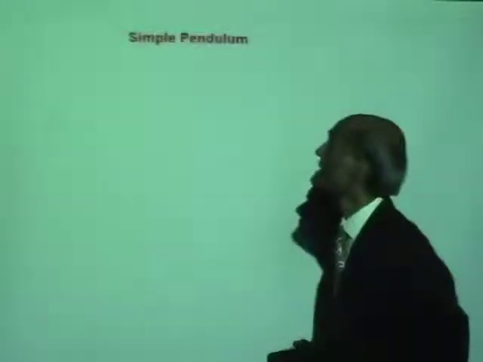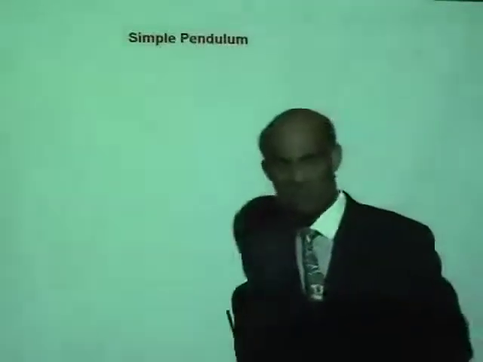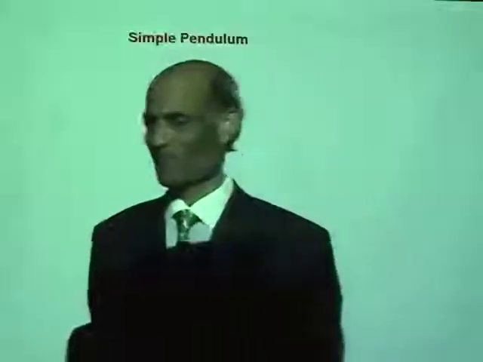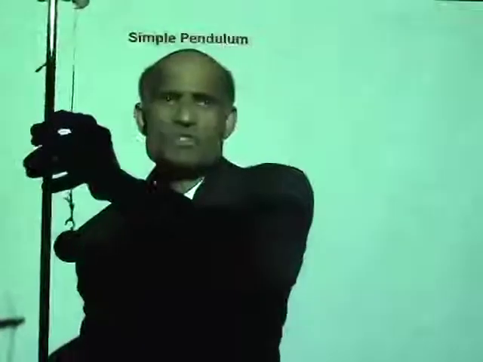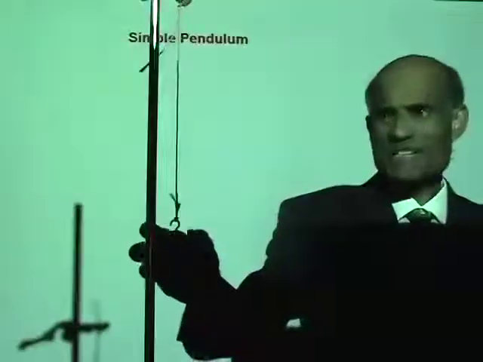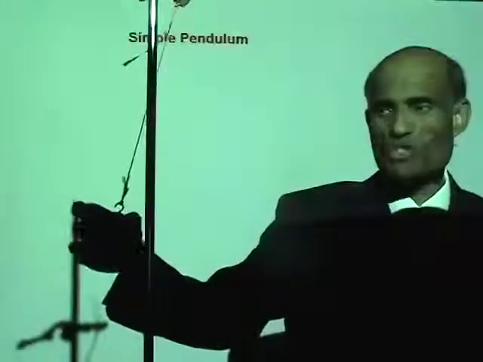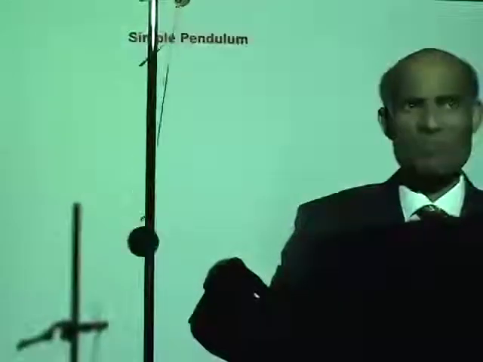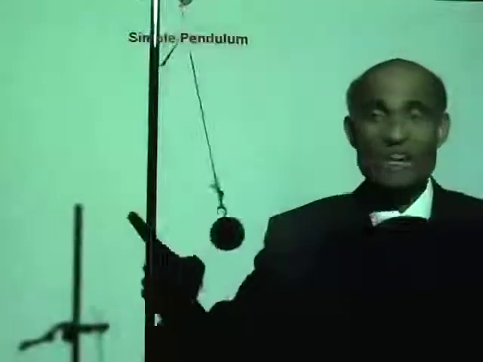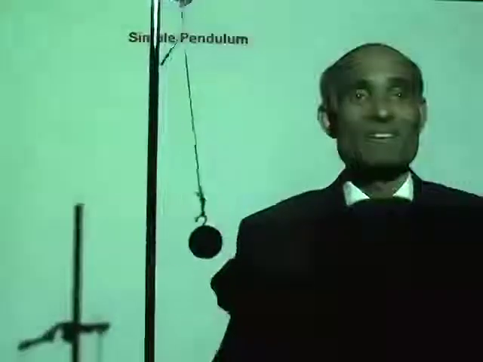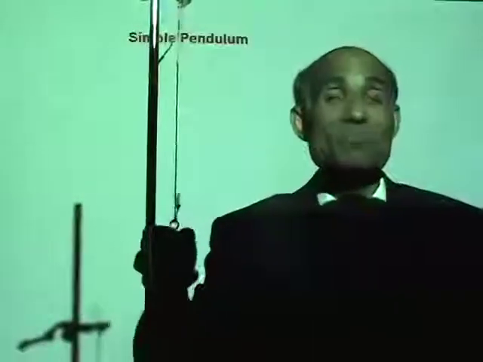Let's now talk about the simple pendulum. Have you seen a simple pendulum? What is a simple pendulum? A simple pendulum is something like this. Can you see this here? A mass suspended by means of a string. If I pull the mass to one side and leave it, you see what happens. The mass oscillates, and this oscillation is also simple harmonic. This is called a simple pendulum.